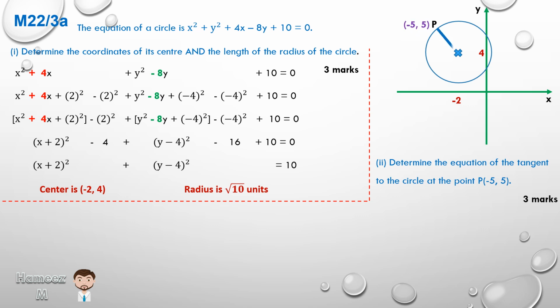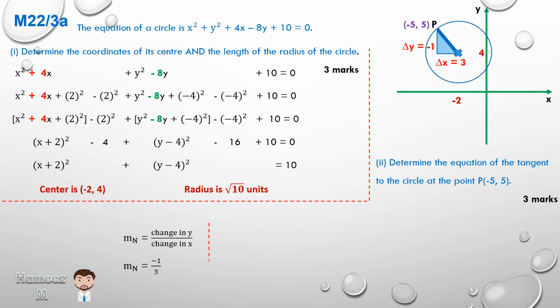So let's draw the normal. And we can bring up a triangle. If we're moving from minus 5, 5 to the center, we're moving 1 unit downwards, so delta y is minus 1, and we're moving 3 units to the right. So delta x is equal to 3. As such, the change in y over change in x, which is the gradient, will be minus 1 over 3.